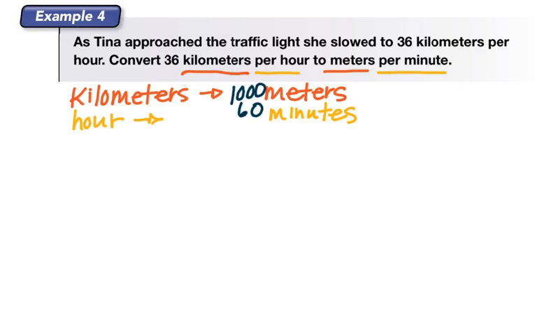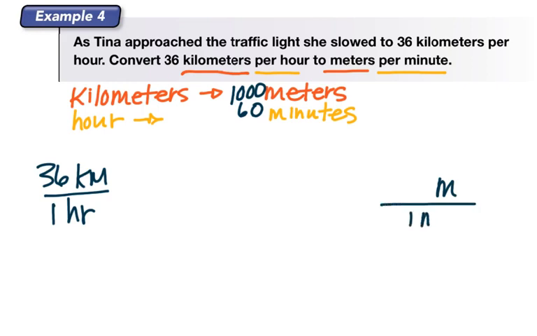She was driving 36 kilometers per 1 hour. And then we want to find our meters per 1 minute. I always like to have my beginning and my end, so I know where I'm starting and where I'm finishing, so that my unit multipliers that I'm going to put in the middle make sense. So I know what I need to do. So let's go ahead and put those in.